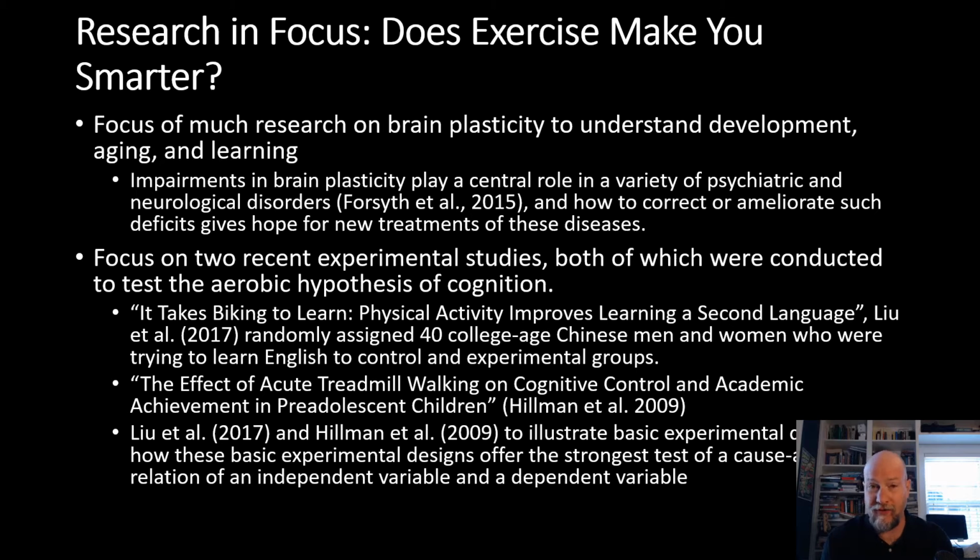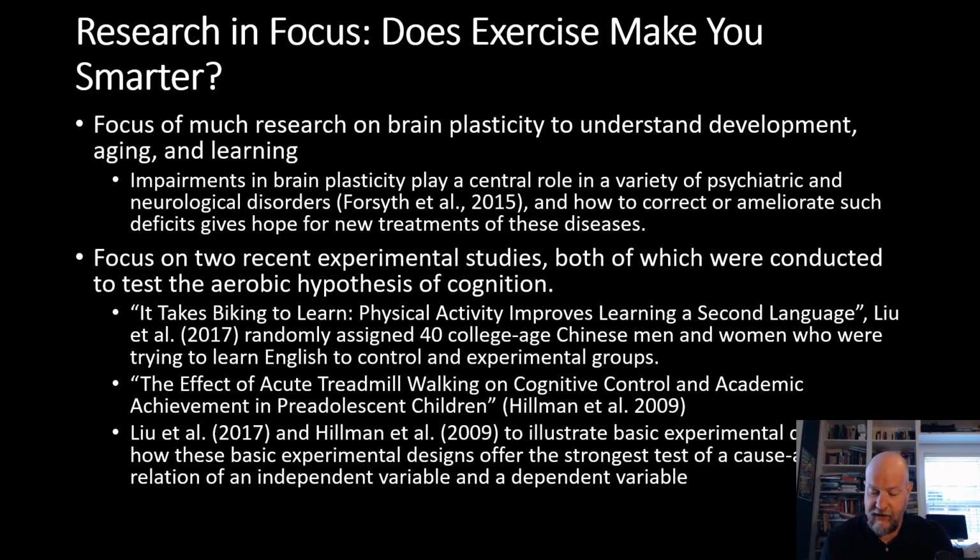So the only difference here is whether you're learning sitting in a quiet room or whether you're learning riding a bike at the time. And what they showed was that there were higher rates of learning English words for these Chinese students who were randomly assigned to do the exercise compared to the people that were not. So again, the difference between subjects.